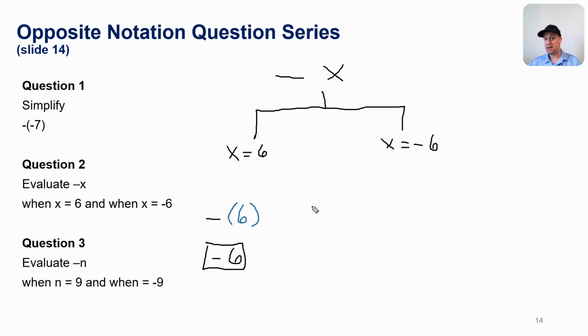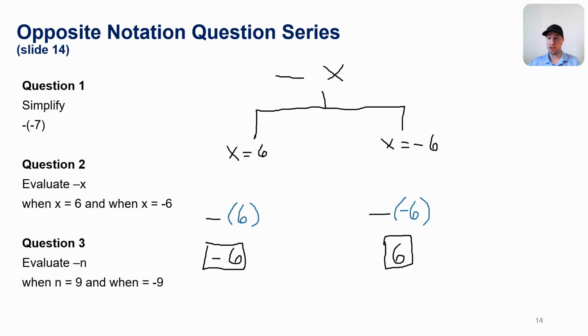On the other hand, if I say, okay, I have evaluate -x when x equals -6. So again, I start with the same negative symbol, but when I substitute, I am substituting in a -6 here. So what this symbol is doing then is it's saying, what is the opposite of a -6? Well, the opposite of a -6 is a +6. Okay, so that's question 2.